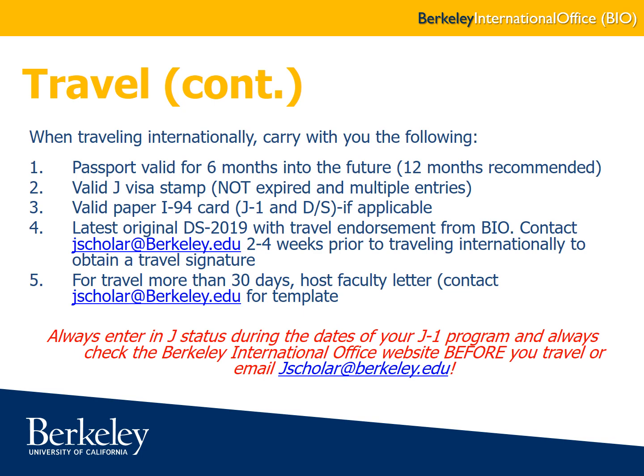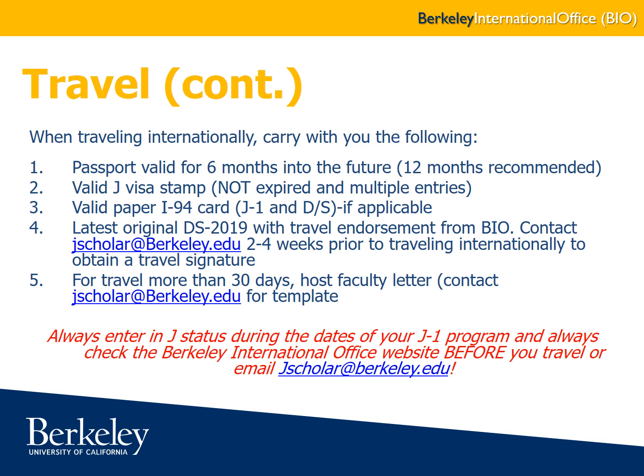Before traveling internationally, we would advise you to check our travel website where you can find the latest travel information and a reminder about the documents you need to travel. You will also need to email jscholar@berkeley.edu at least 2 to 4 weeks before departure from the U.S. to obtain a travel signature on your Form DS 2019 for yourself and any J2 dependents.